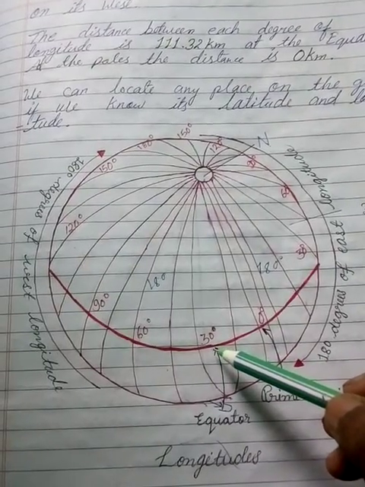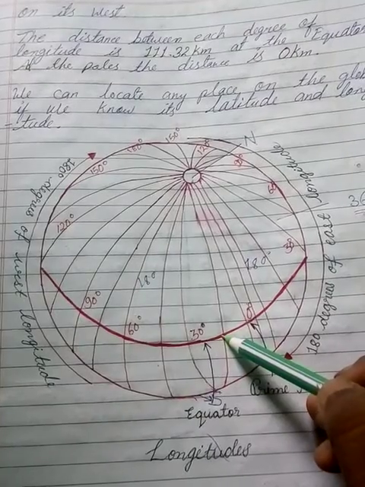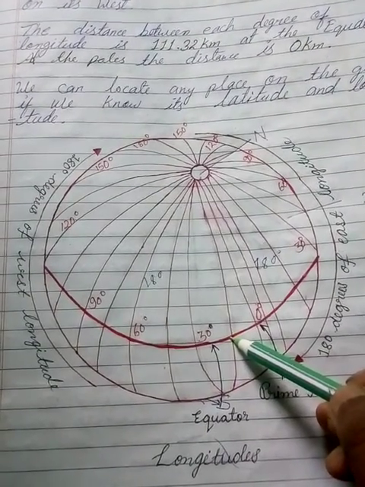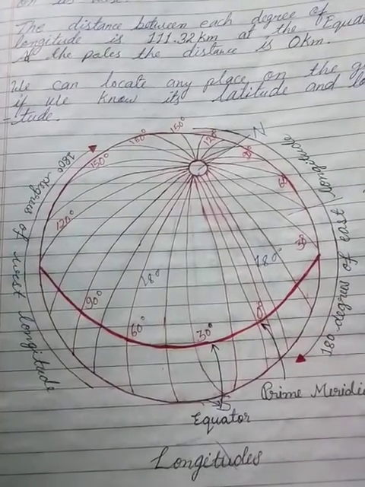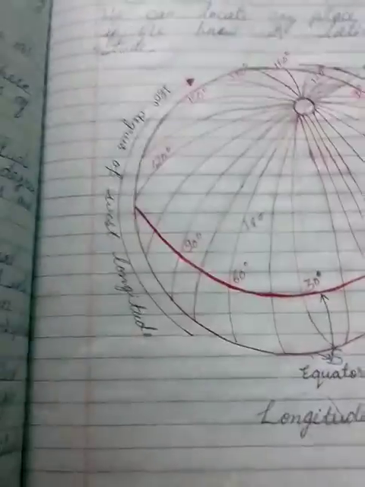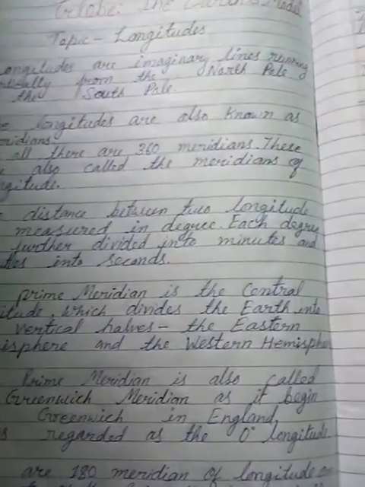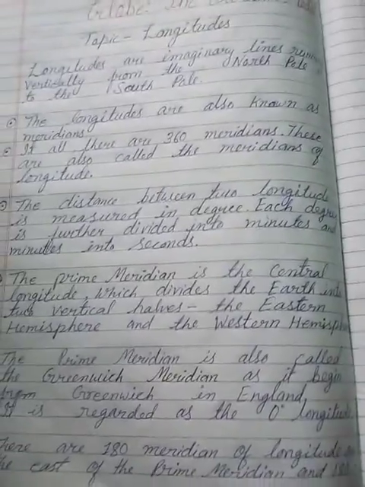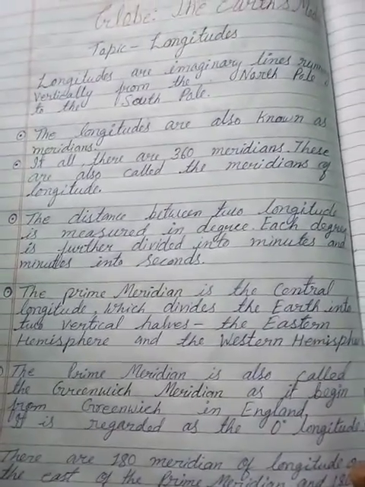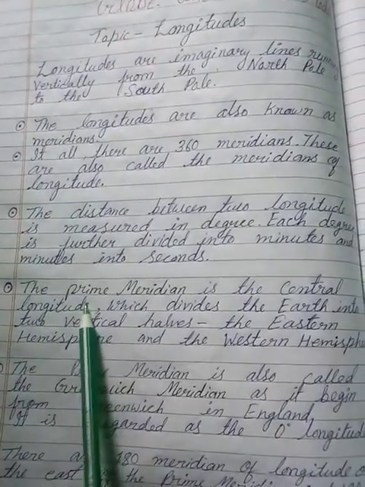Let me repeat. The distance between two longitudes is measured in degrees. Each degree is further divided into minutes, and minutes into seconds. Here I have written the main points, which I will send you as a PDF, and you note it from the PDF. Our next topic is the prime meridian.